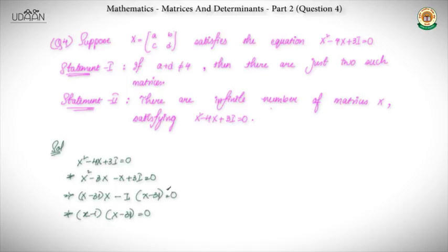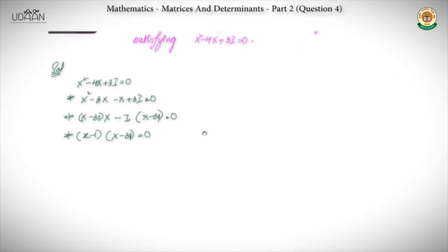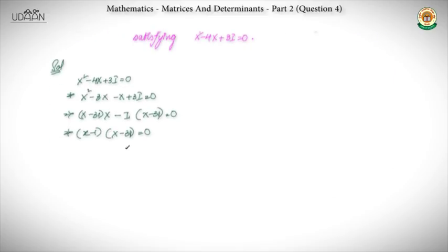Well, you just can't subtract a scalar from a matrix, so it has to be another matrix. So this becomes x minus 3i into x minus i, so x minus i into x minus 3i equal to 0.